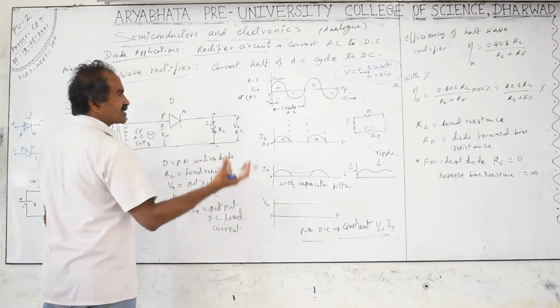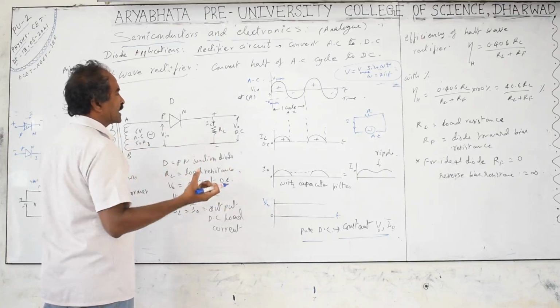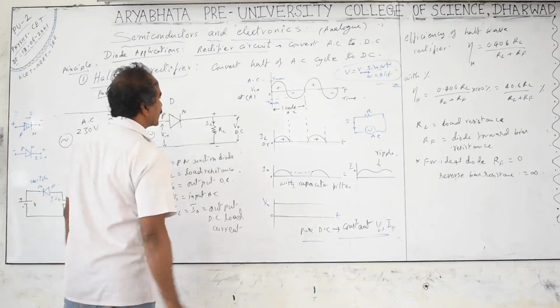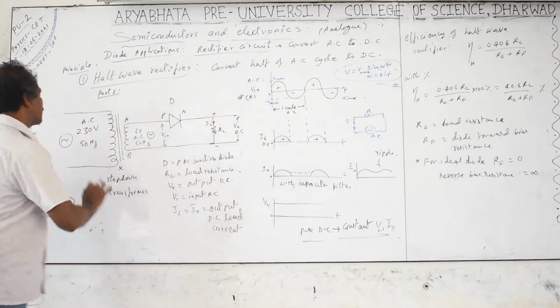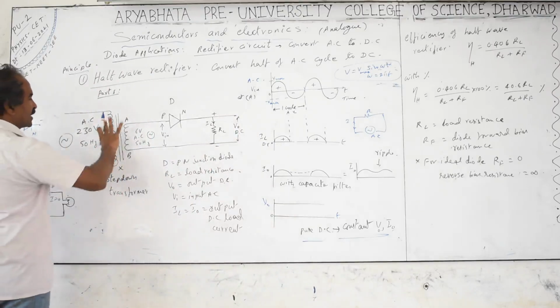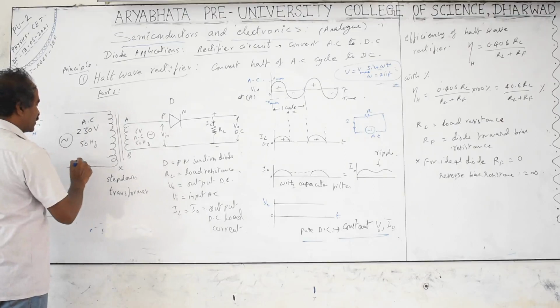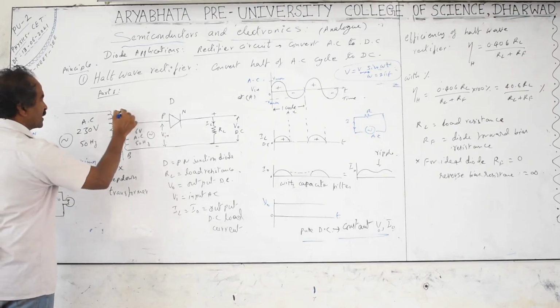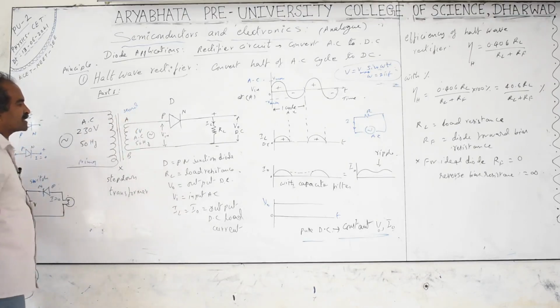Load means any electronic or electrical device which absorbs electrical energy. And the output here is supposed to give DC. We'll check how we get it. A step down transformer decreases the voltage. We can identify it by seeing the diagram. This is the primary, and this is the secondary. If the number of turns in the secondary is less than the number of turns in the primary, it is a step down transformer.